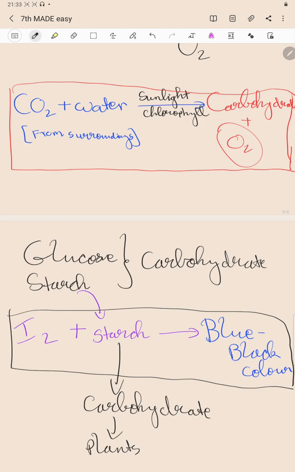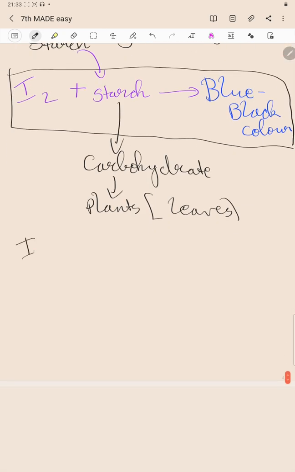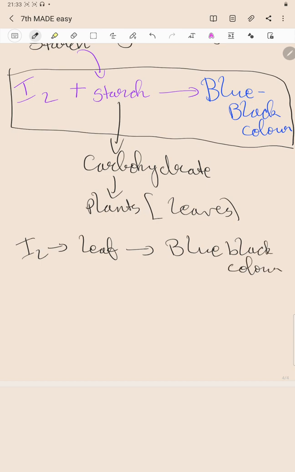So if we add iodine to a leaf, then it should produce a blue black color. Okay, so there's an experiment here, activity 1.1, where two plants are kept. Okay, let's draw, just imagine it's a leaf, it's a plant.